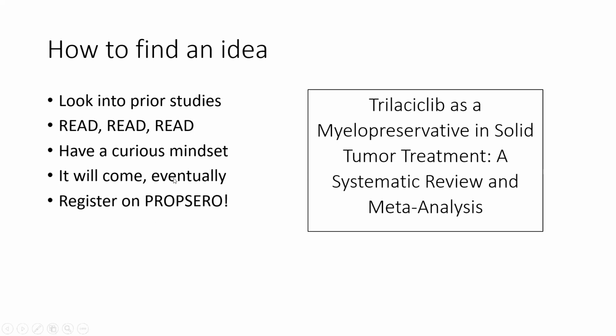And once the idea comes, register it on something called Prospero. If you Google Prospero, you're going to have this website that basically allows you to register your study on it. And why do we register our studies on Prospero? The reason is because usually, systematic reviews take a lot of time to conduct. And so we don't want two people to be working on a study that might actually require 12 months, only for them eventually to find out that both of them were working on the same idea, right?